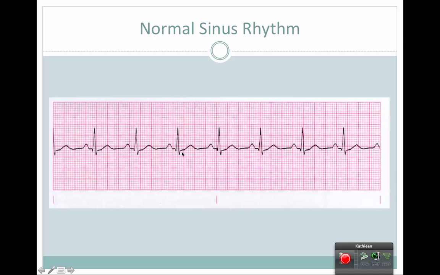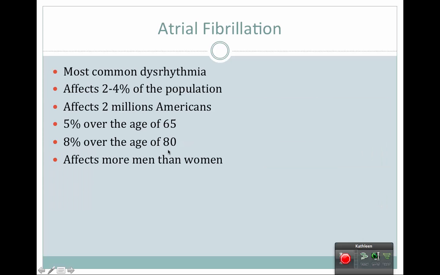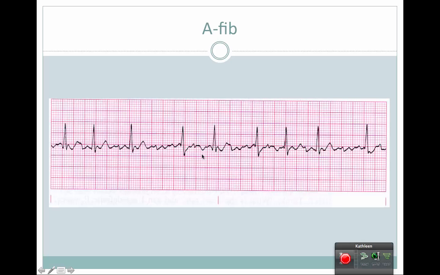The QRS should not be greater than 0.12 seconds, and the QT interval, from the beginning of the Q all the way to the end of the T, measures ventricular depolarization and repolarization. That's the QT. That's normal sinus rhythm. With atrial fib, remember I said there's only one P wave to one QRS. Here you cannot see where the P wave is. There's no discernible P wave here.